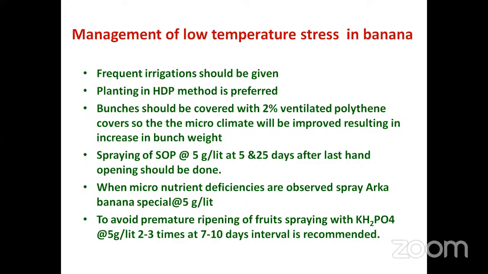During the winter months, we also observe premature ripening of the fruits, due to which there is a big loss to the farmers because of the low price in the market. So when we observe this premature ripening, spraying with potassium dihydrogen orthophosphate, 2 to 3 sprays at 7 to 10 days interval, will help prevent premature ripening.